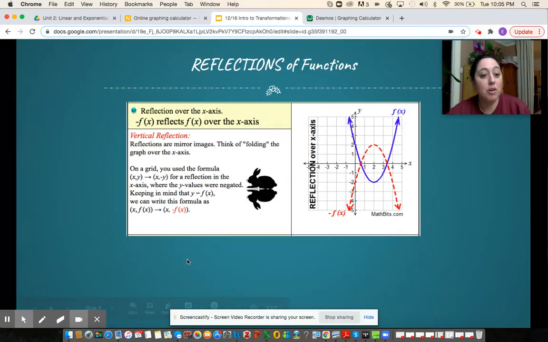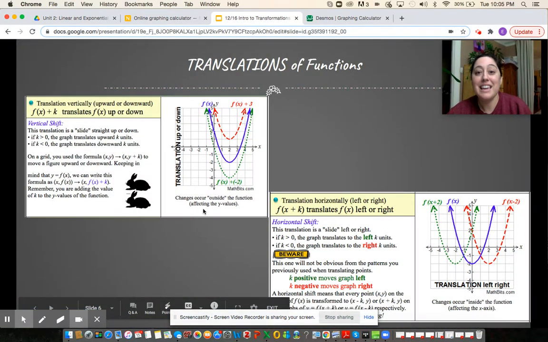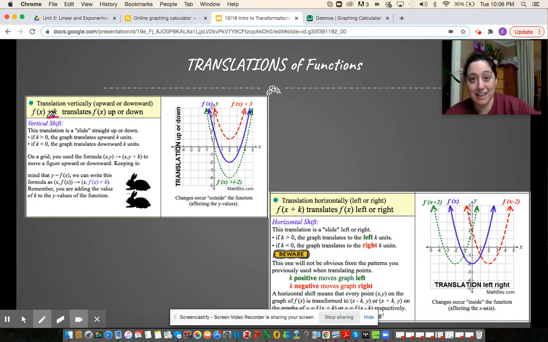All right, let's go on to the next one. Here is the real bulk of it. When I have a number added or subtracted on the outside, that tells me I move it up or down.